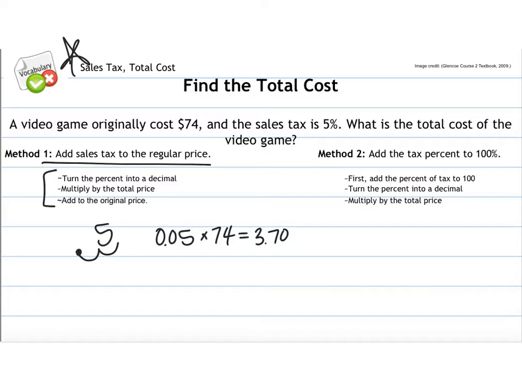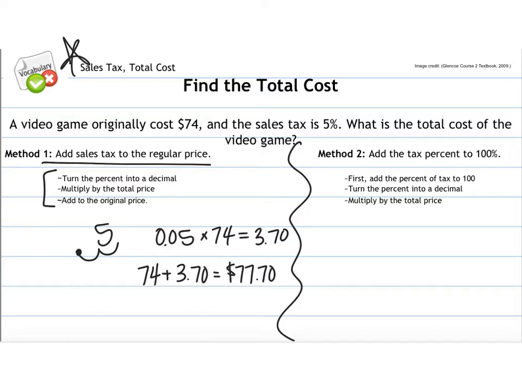Next step is to add that onto the original price. So then you take the 74, add on $3.70, and that would be $77.70. So that's the first method.